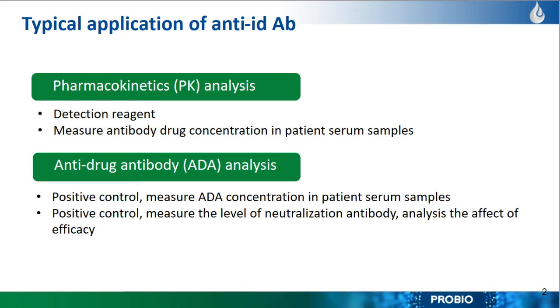Typically, immune-based ligand-binding assays are applied, such as ELISA through the drug target or anti-id. An anti-id is the preferred one due to better stability and reproducibility. While for an immunogenicity study, anti-id antibody will serve as a positive control for measuring the anti-drug antibodies and the neutralization antibody levels for evaluation of the ADA effect on drug efficacy.